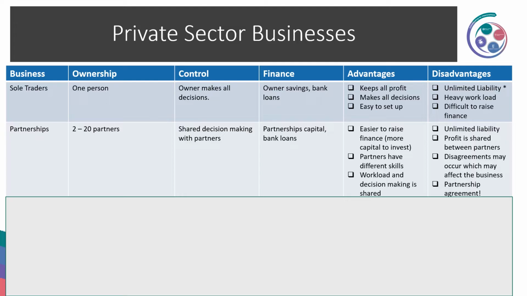However, disadvantages though, that partners also have unlimited liability. So if the business fails, they are liable to pay the debts of the business. The profit is shared between partners, as opposed to you having it on your own. If you brought in a partner, you'd have to give them a share of the profits. Disagreements can occur because many people may differ on how they want the business to run, which could affect the decision making of the business.